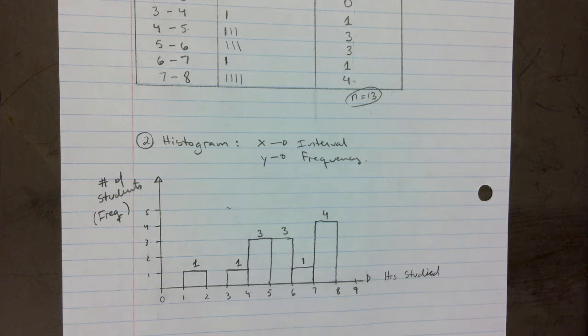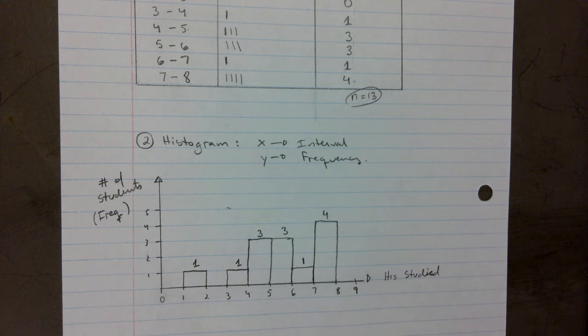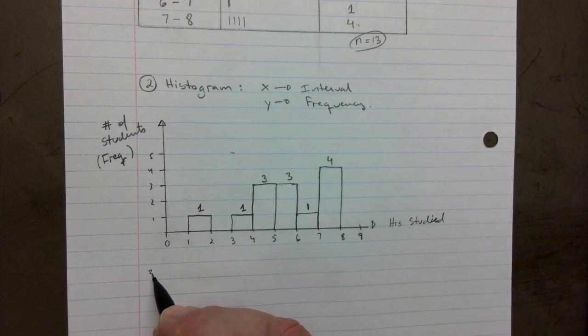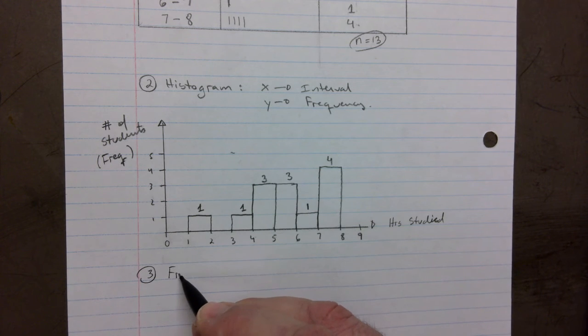And so now you need a frequency table to make this one, right? Even if I just went straight to make a histogram, you would have to go through the steps of coming up with a frequency table, okay? So this is your histogram, and 3 is a frequency polygon.